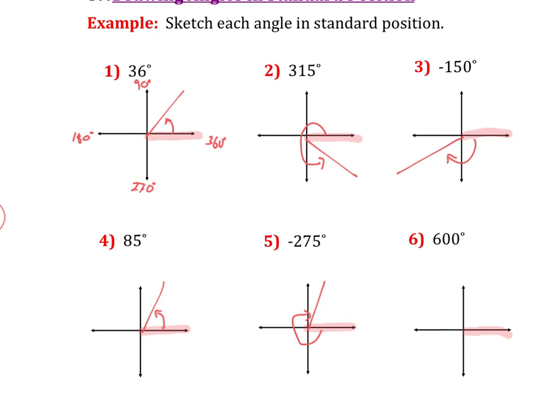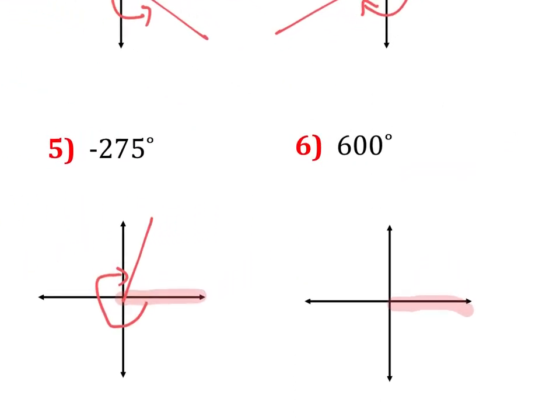Ooh, 600. 600 did not show up as one of our options. Well, here's the deal. 600 is really the same as saying 360 plus 240. Now, the reason why I'm saying 360 is that means we have one full rotation. So we're going to go one full rotation around and then an additional 240 degrees.